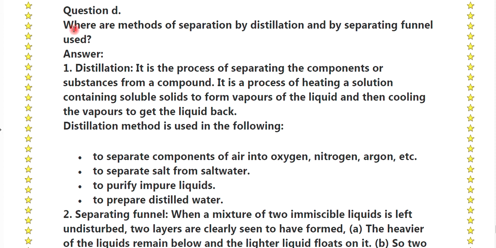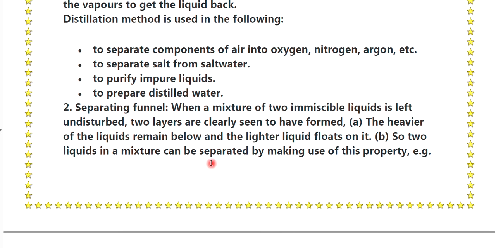Question number D. What are the methods of separation by distillation and the separating funnel? Answer. Distillation is the process of separating the components or substances from a compound. It is a process of heating a solution containing soluble solids to form vapors of the liquid and then cooling the vapors to get the liquid back. Distillation method is used in the following. First point, to separate the components of air into oxygen, nitrogen, argon, etc. Second point, to separate salt from salt water. Third point, to purify impure liquids. Fourth point, to prepare distilled water.